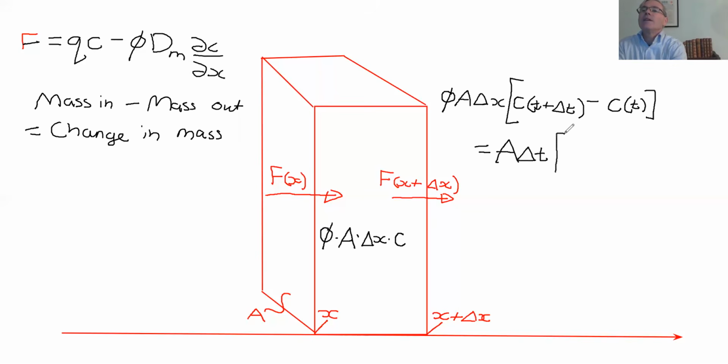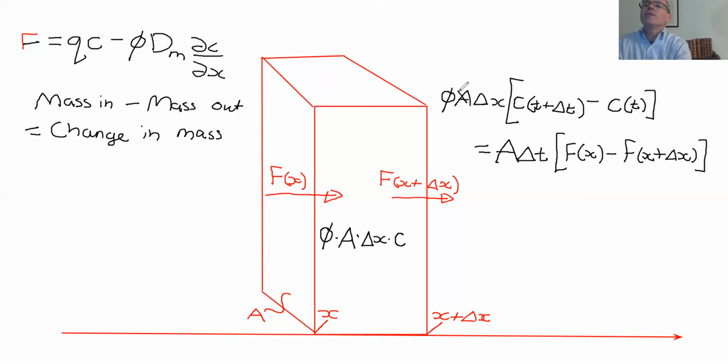And then the mass in is my F evaluated at location X minus the mass out, the flux out, which is evaluated at location X plus delta X. Okay, so that, in the end, is all I need to do to invoke conservation of mass. Now, what am I going to do now?